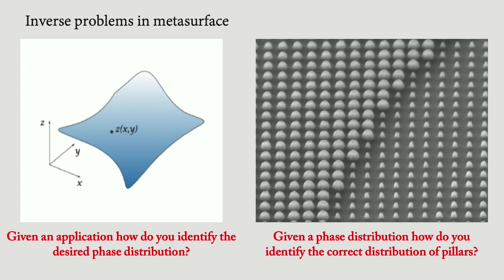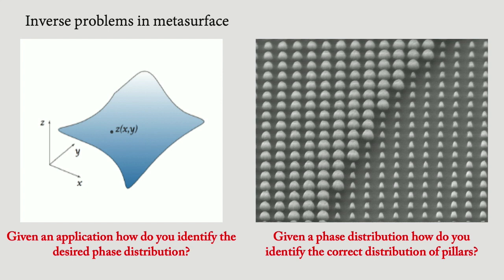I told you about the local phase approximation, which of course is an approximation. But why cylinders? Why not anything else? How do you identify that? So these are the two problems that we are solving, and we developed some techniques to solve both of them partially.